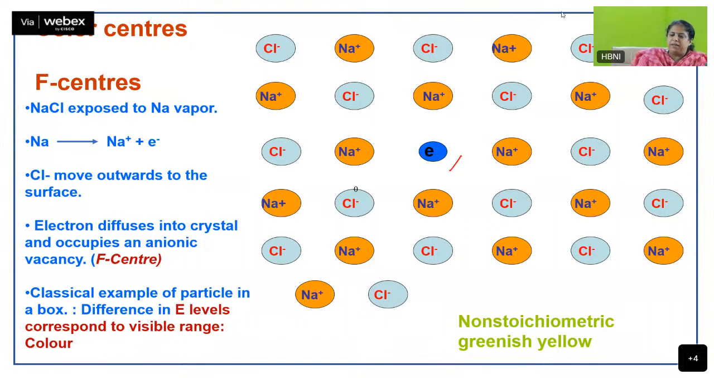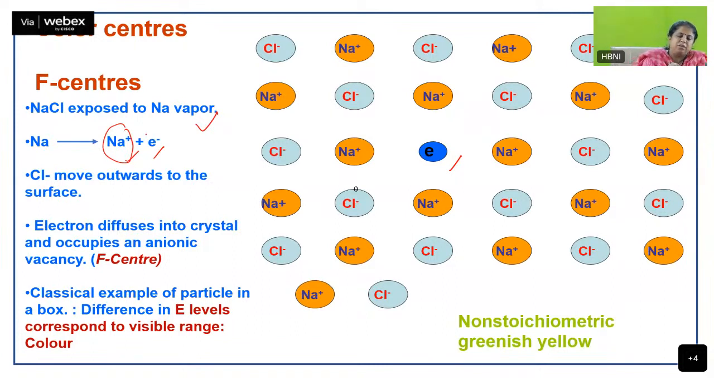In NaCl, how does it form? You have NaCl, you heat it and expose it to sodium vapor. What happens is sodium dissociates into Na plus and an electron. Now this sodium ion combines with a chloride from the interior of the crystal structure. Chloride moves outward to the surface, combines with Na and exists as an extension to the NaCl crystal on the surface of it.